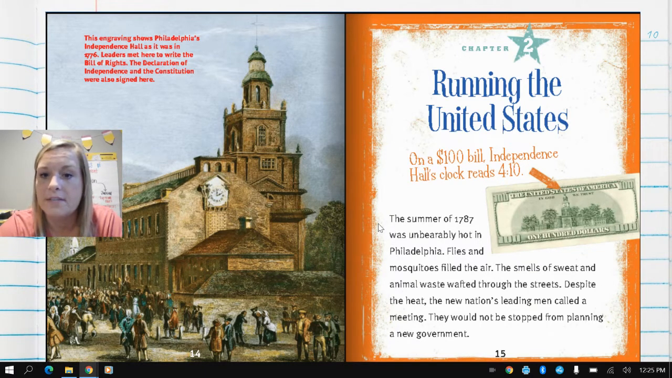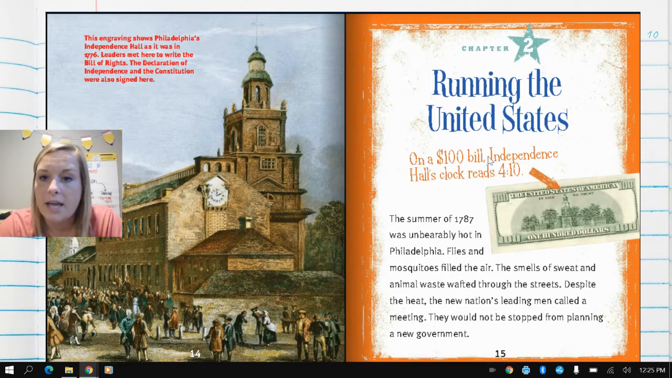So the summer of 1787 was unbearably hot in Philadelphia. Flies and mosquitoes filled the air. The smells of sweat and animal waste wafted through the streets. Despite the heat, the new nation's leading men called a meeting. They would not be stopped from planning a new government.